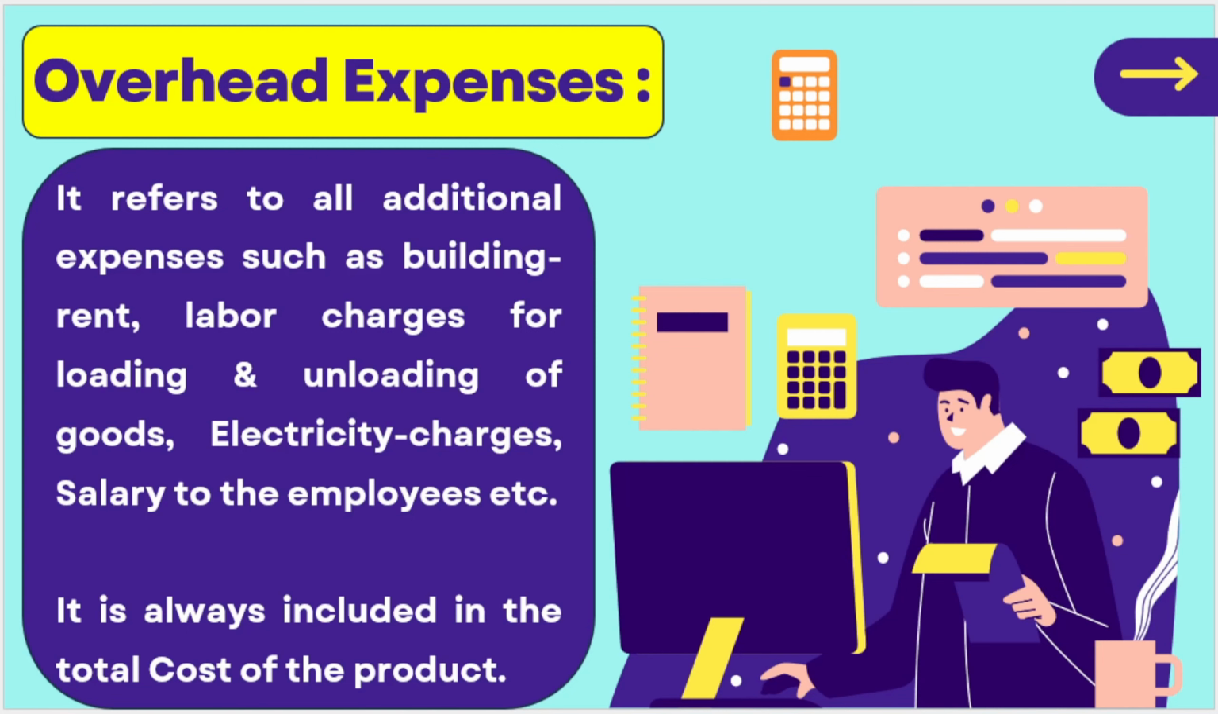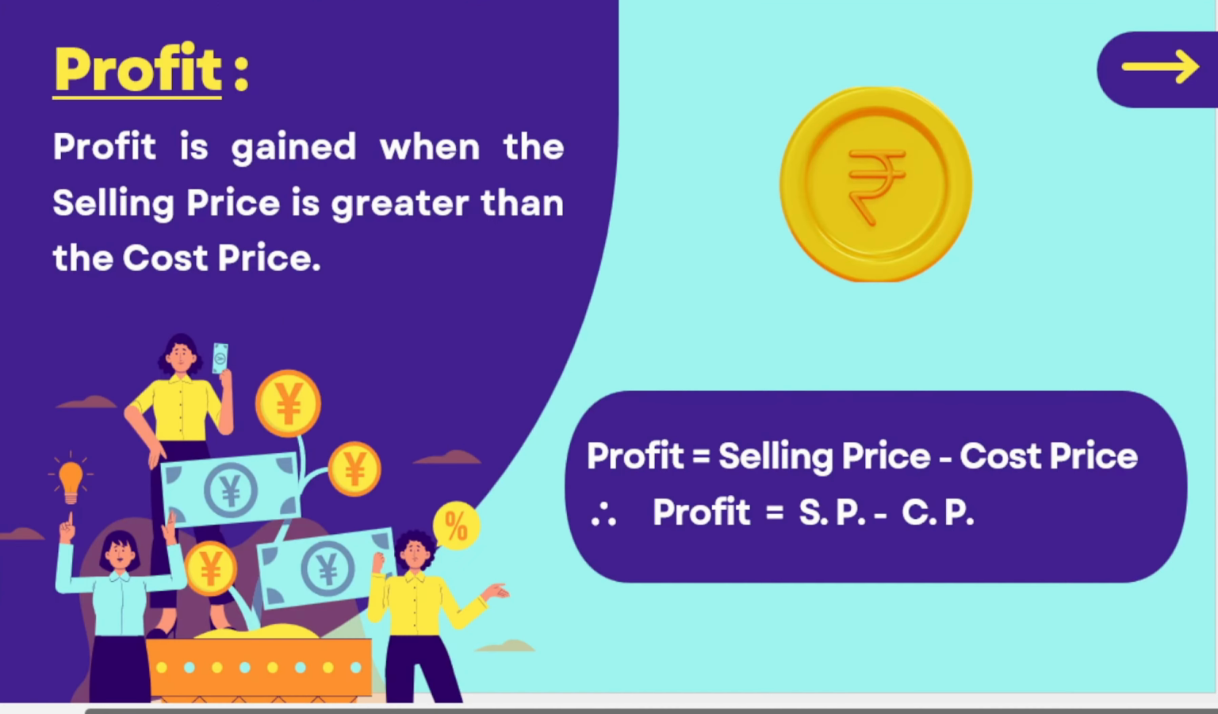Let us now understand what is profit and how to calculate profit in percentage. If the shopkeeper sells the goods to the customers at a price greater than the cost price, then the shopkeeper makes a profit, and the profit is equal to the difference between the selling price and the cost price. Hence, for the selling price greater than the cost price, profit is equal to selling price minus cost price. Let us now learn how to calculate profit in percentage.